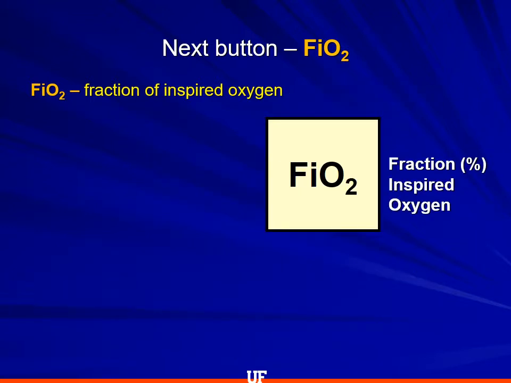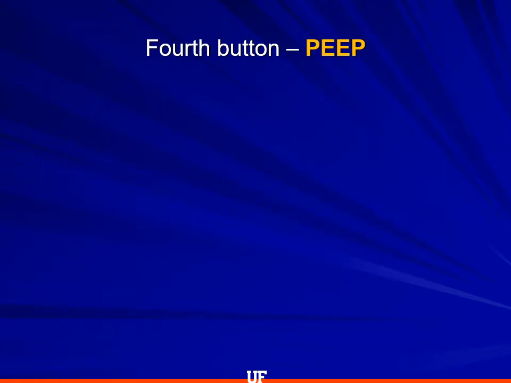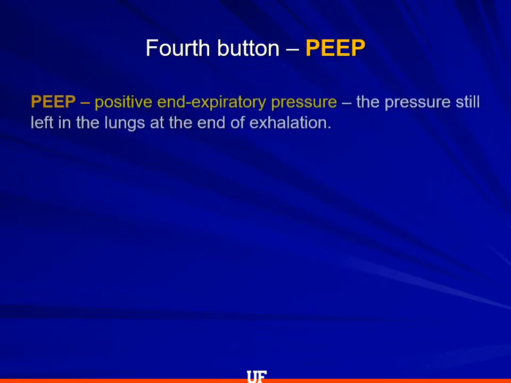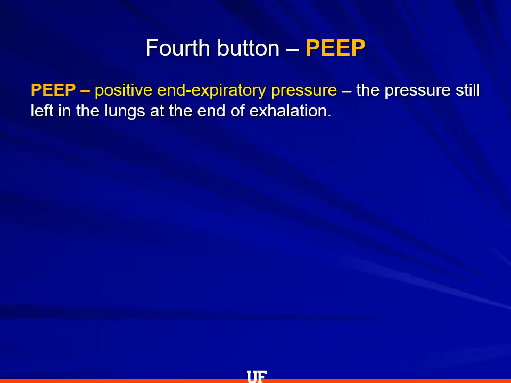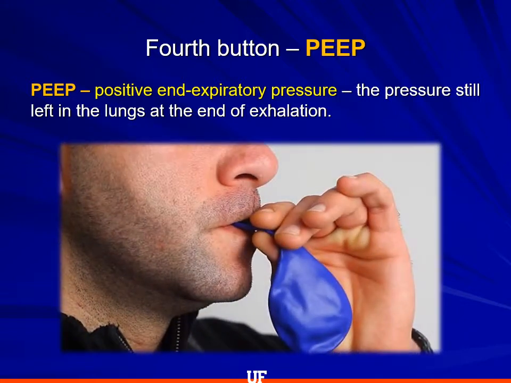So, to sum it up, our third button, FiO2, controls oxygenation. The fourth button, PEEP, or positive end-expiratory pressure, is just how much extra pressure or air you want to leave in the lungs at the end of exhalation. There's a lot of confusion about PEEP, but I think the simplest analogy is to think about a balloon.